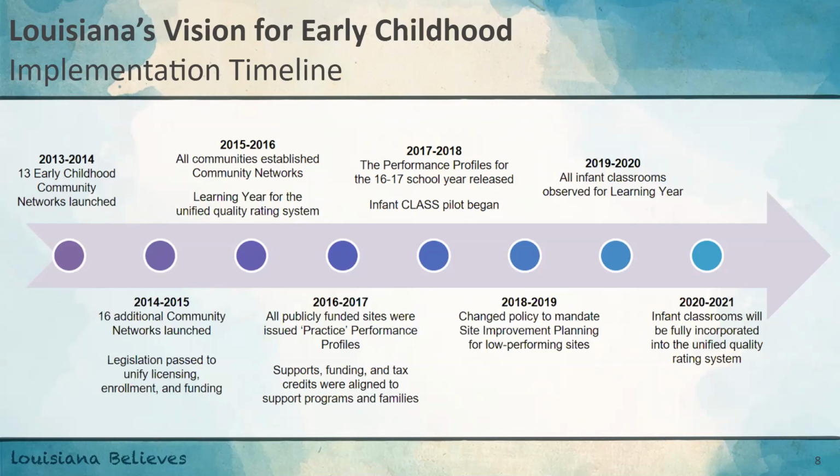In 2019, 2020, the year that just wrapped up, every infant classroom in the state was observed using CLASS for a learning year. And beginning in 2020, 2021, all infant classrooms in the state at publicly funded centers will be fully incorporated into the Unified Quality Rating System. They will be observed just like toddler and pre-K classrooms, and those scores will contribute to sites' performance profiles.